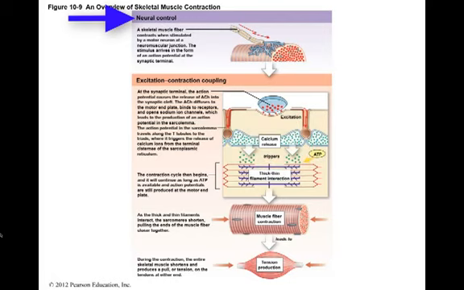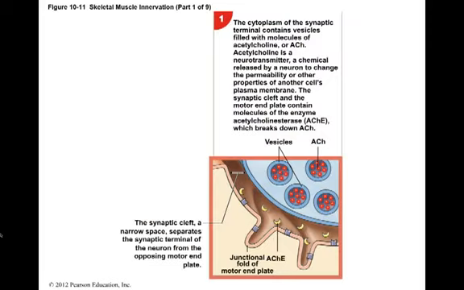The neuron communicates with the muscle at a junction called the neuromuscular junction. A neuron stimulates the muscle fiber through a series of steps. These steps are as follows. At the synaptic terminal of the neuron, vesicles store a neurotransmitter called acetylcholine. The neurotransmitter is a chemical messenger.